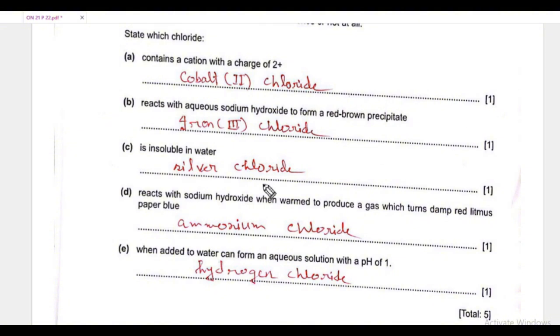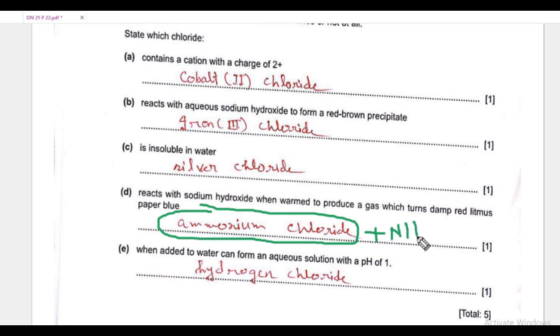Now number D. Reacts with sodium hydroxide when warmed to produce a gas which turns damp red litmus paper blue. Alkaline gas. The answer will be ammonium chloride. To ammonium chloride, if you add sodium hydroxide alkali, ammonia gas will be produced.